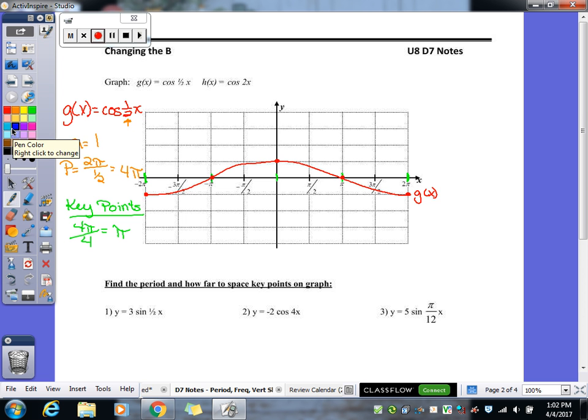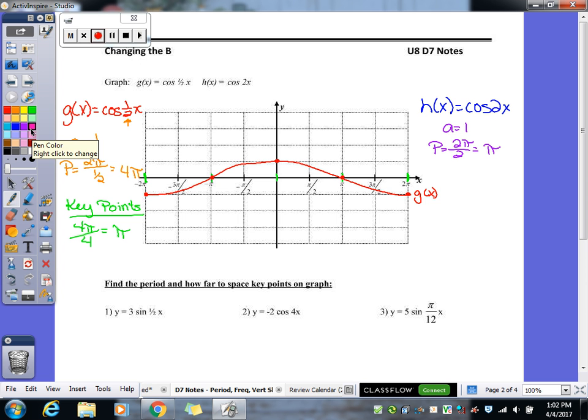All right, let's take a look at our other one. So h of x equals cosine 2x. Instead of 1/2, we got a 2. Did our amplitude change? No, that's still a 1. Our period is going to be 2 pi over 2. So our period here is a what? Pi. So that means from 0 to pi, I'm going to get one complete cosine curve. It's going to go down and then all the way back up.